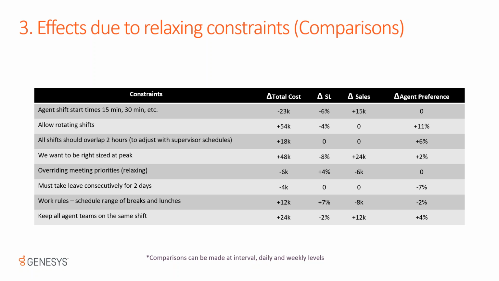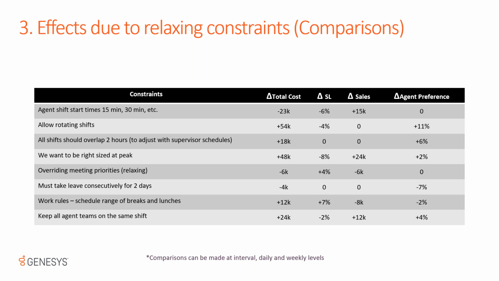So one of the things, again, that you can do with a scheduling algorithm, if you have cloud computing and parallel processing, is I can actually run them with the constraints on and off. So for example, I might want to start my shifts at 15 minutes or 30 minutes, but I can actually relax those and say, if I ran them at the hourly level or the 30-minute level or the 15-minute level, how would that affect my service level, my sales, my cost, my agent preference scores, all these things. And I can run them all at the same time and bring them all back and look at them all at the same time, as opposed to waiting for one scheduling run to happen.